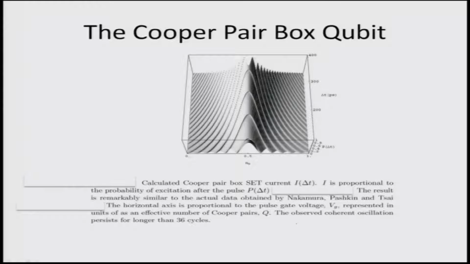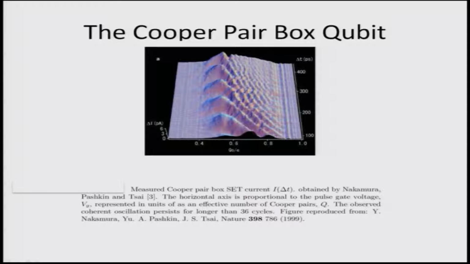The observed coherent oscillations persist for longer than 36 cycles, essentially showing the quantum nature of this qubit, and these have been measured by several other groups as are discussed here. This is the article from which this data has been taken. The oscillations persisting for longer than 36 cycles show that this can form an excellent coherent system which can last as long as the oscillations exist. That means that the coherence is being maintained.